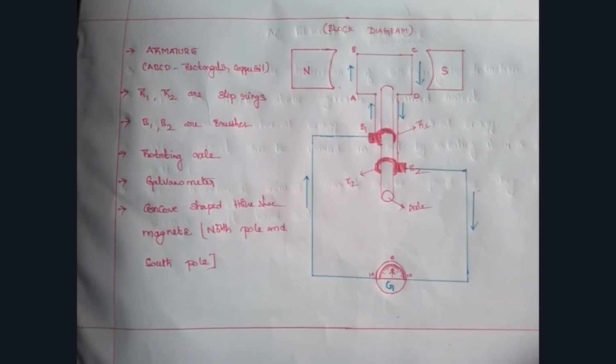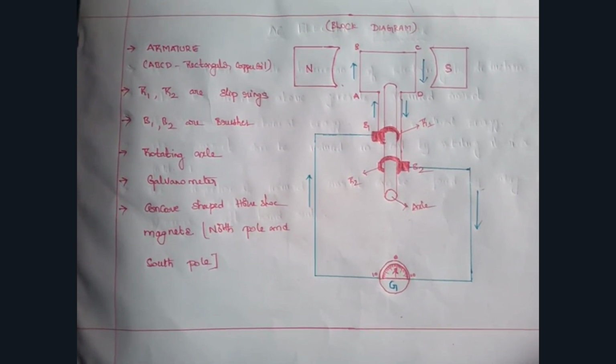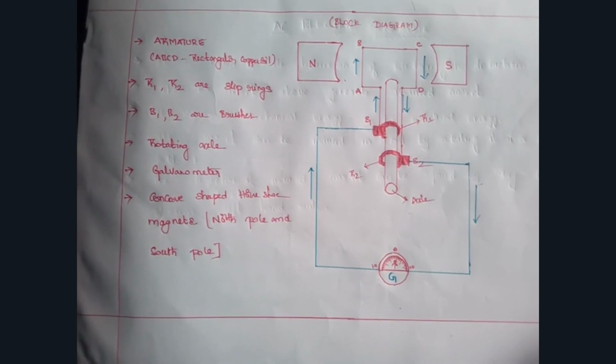So this is the entire brief introduction and explanation about the electric generator, that is the alternating current generator.